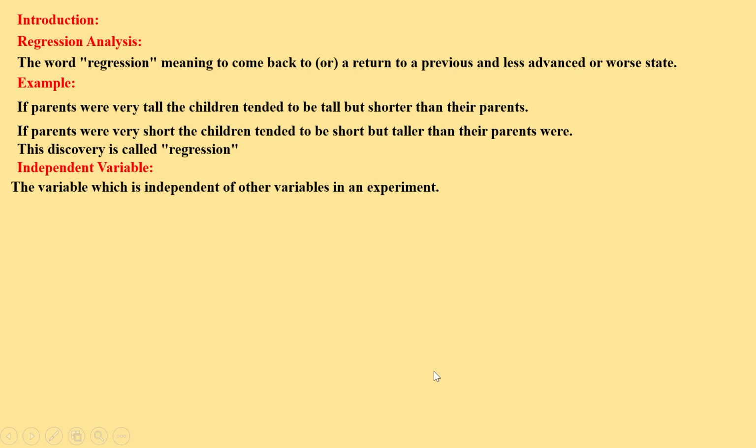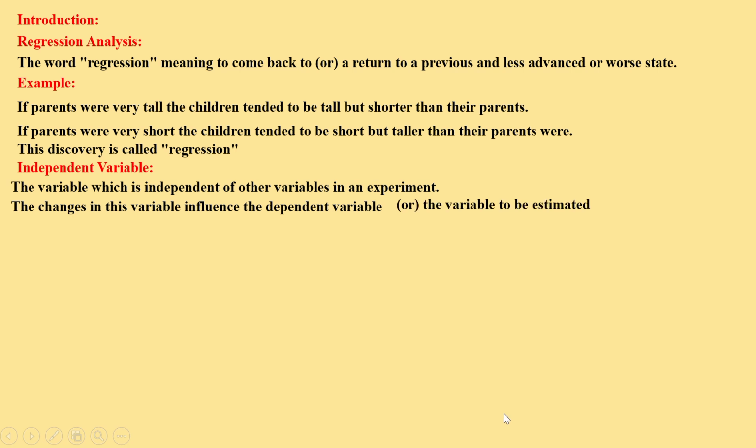Independent of other variables in the experiment, the change in the variable influences the dependent variable, or the variable to be estimated. In y = x + 2, y is the variable to be estimated. That is the dependent variable. So changes in the independent variable influence the dependent variable predicted in an experiment. The y value is to be predicted based on the x value.